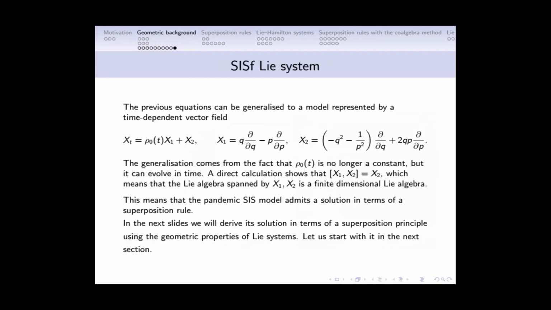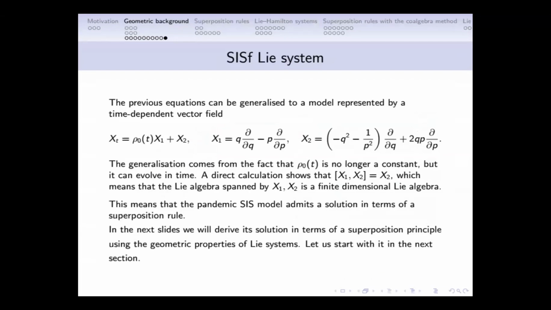So now I want to show you that that dynamical system in which I found a Hamiltonian is actually a Lie system. So I now call it SysF, or F for fluctuations. And I can write that system as this, a linear combination of time-dependent coefficients and two vector fields.